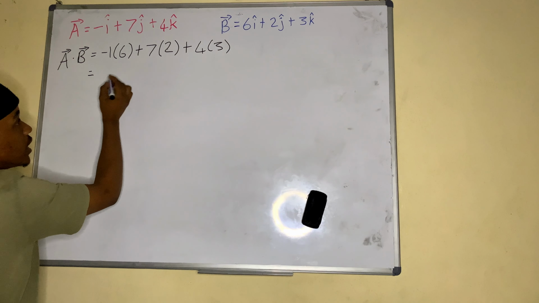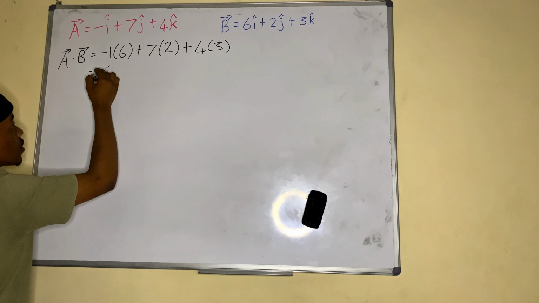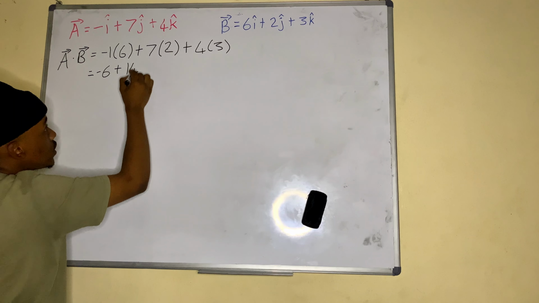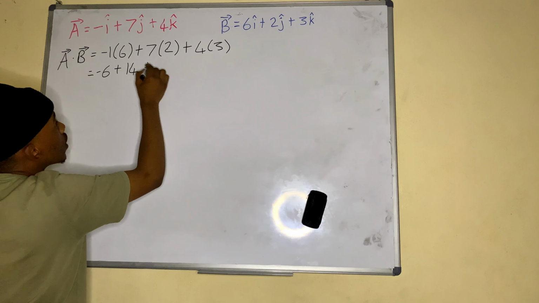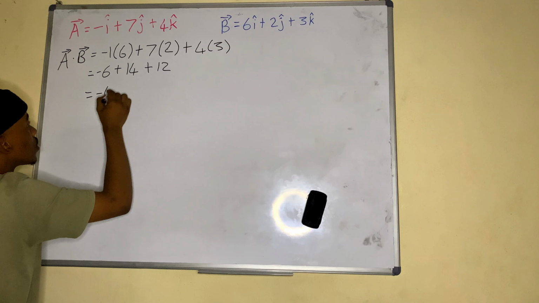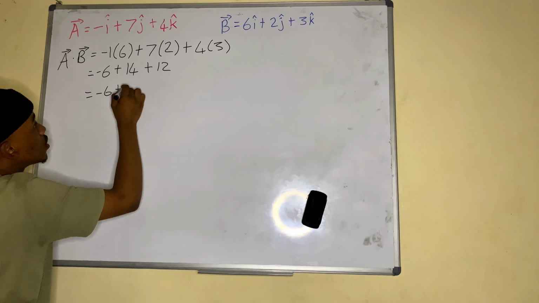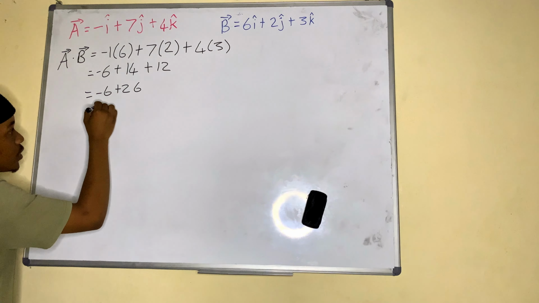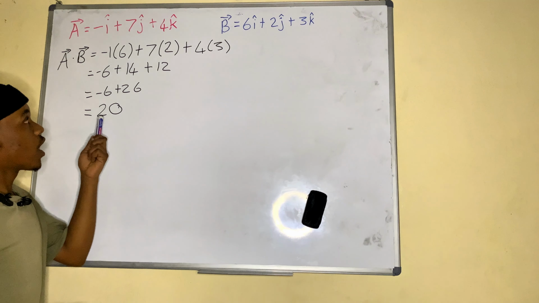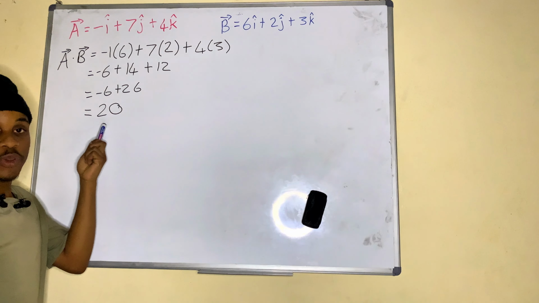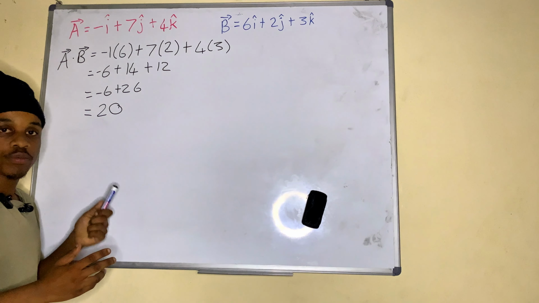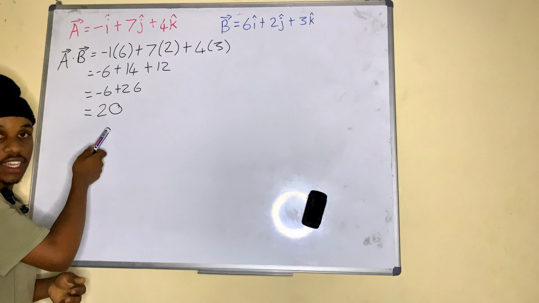-1 multiplied by 6, we get -6. 7 multiplied by 2, we get 14. And 4 multiplied by 3, we get 12. Adding these, we get an answer of 20. And so as we can see, our final answer is a real number. That's why it's also called the scalar product, because it gives us a scalar at the end.